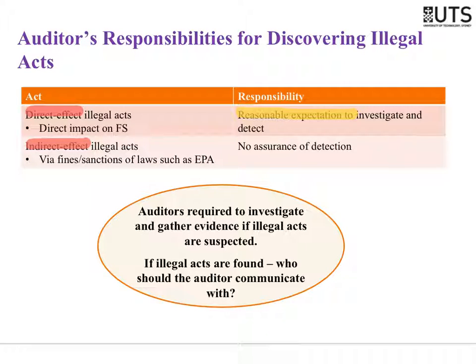If it has to do with fraud, we would talk to the board of directors of the company, and we'd also talk to the audit committee, and then perhaps to ASIC as well. So it kind of depends on what it is.